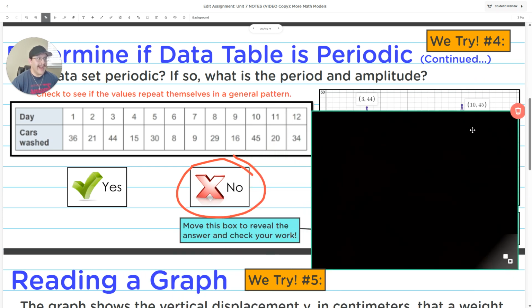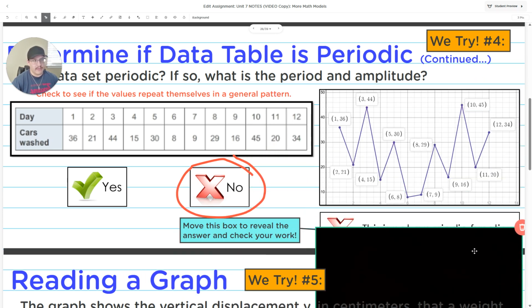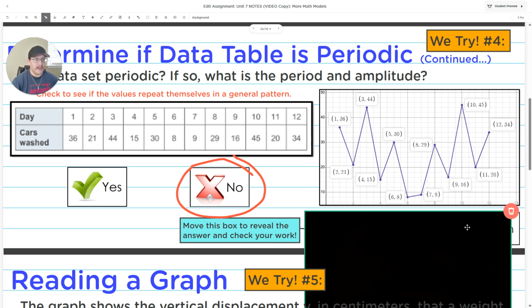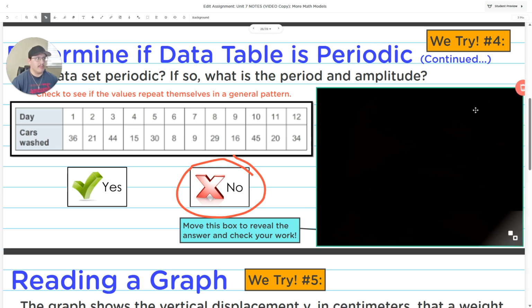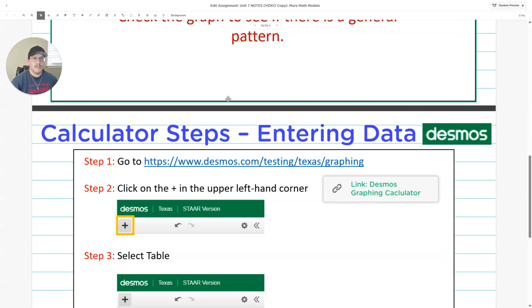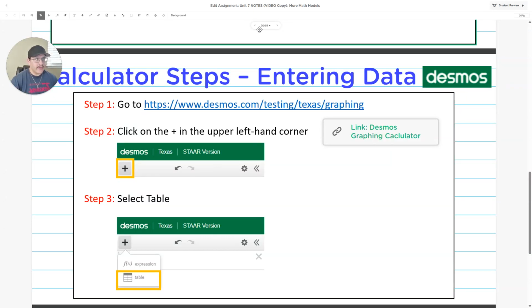So no, this is not a periodic function based on the Desmos calculator, if you were to enter all this in the same way we did with the previous problem. And if you're on ClassKick, there is a slide 26, where I have the Desmos calculator linked. So if you would like to use it, there it is. Otherwise, just go to desmos.com and find a calculator there.